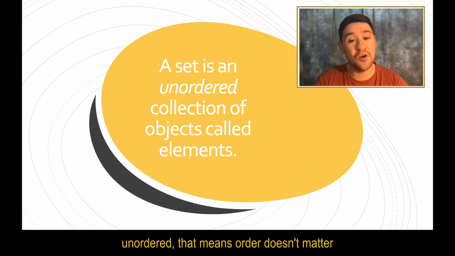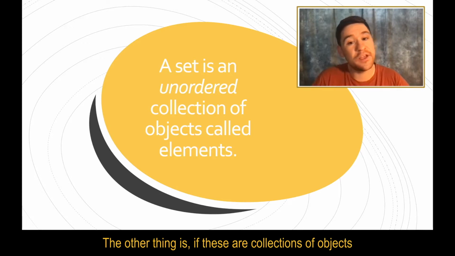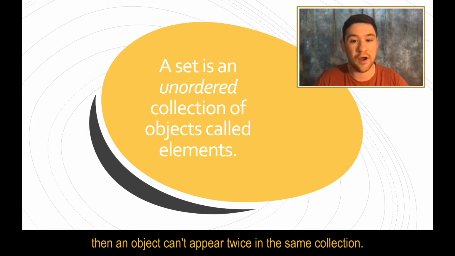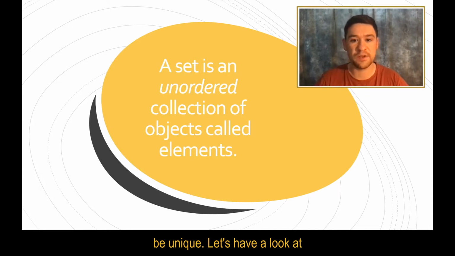Two other important properties here. A set is unordered. That means order doesn't matter. Sets don't contain any information about order. The other thing is, if these are collections of objects, then an object can't appear twice in the same collection. So every element in a set would be unique. Let's look at some examples.